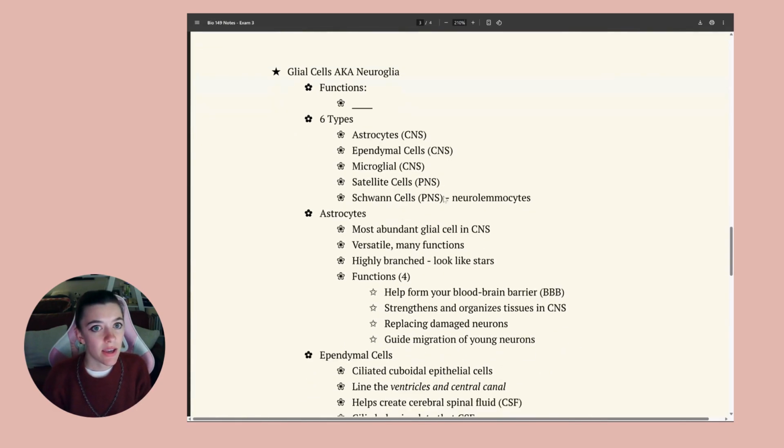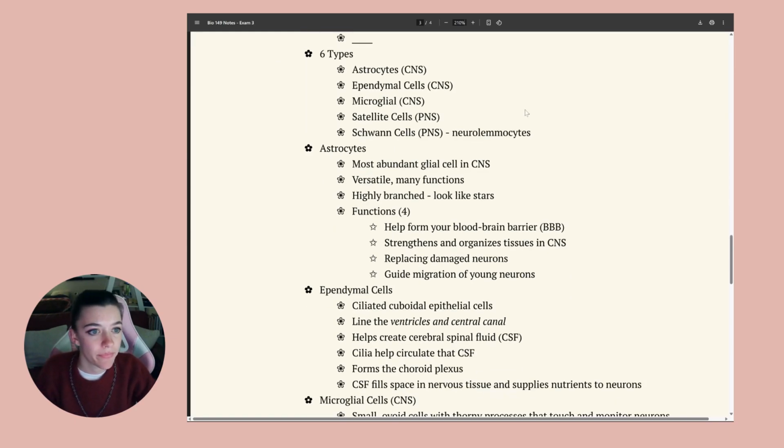Glial cells, also known as neuroglia. Their function is to provide support, protection, and nourishment to neurons, maintaining homeostasis and facilitating proper nervous system function. There are 6 types: astrocytes, ependymal cells, microglia, oligodendrocytes, satellite cells, and Schwann cells. Of the 6 types, both the ones that start with an S, satellite and Schwann, are part of the peripheral nervous system.